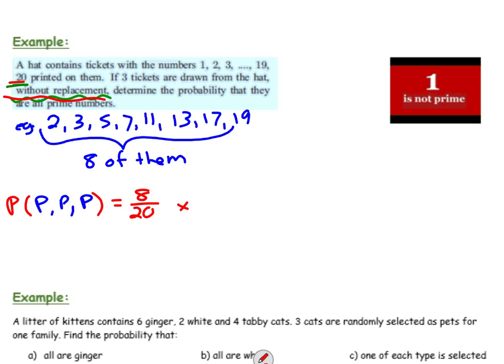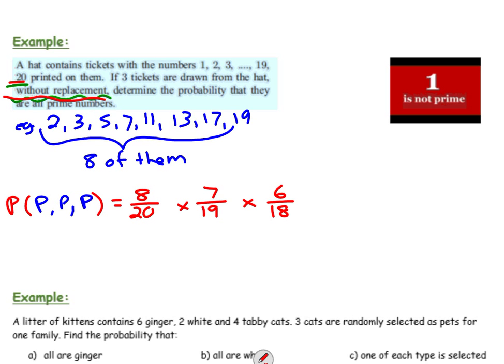So how many primes would be left after that? There'd be only 7, and a total of 19 tickets when you take out the first. So after you've taken out the second ticket, how many primes would be left if the first 2 were already prime? There'd only be 6 primes left, and a total of 18 tickets left in the hat.